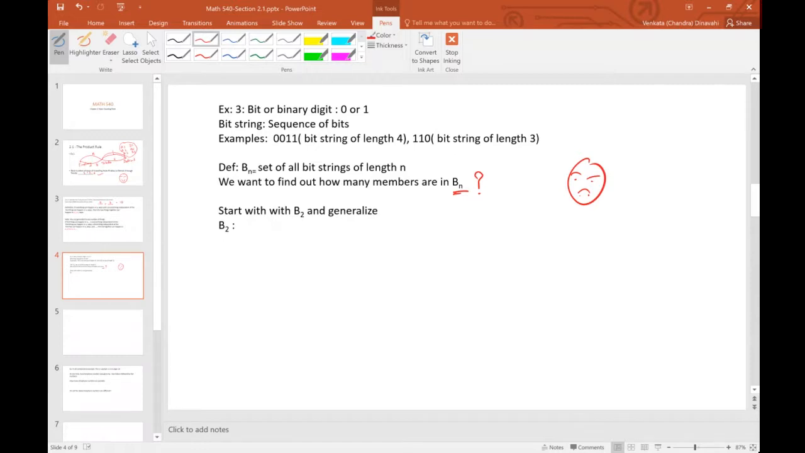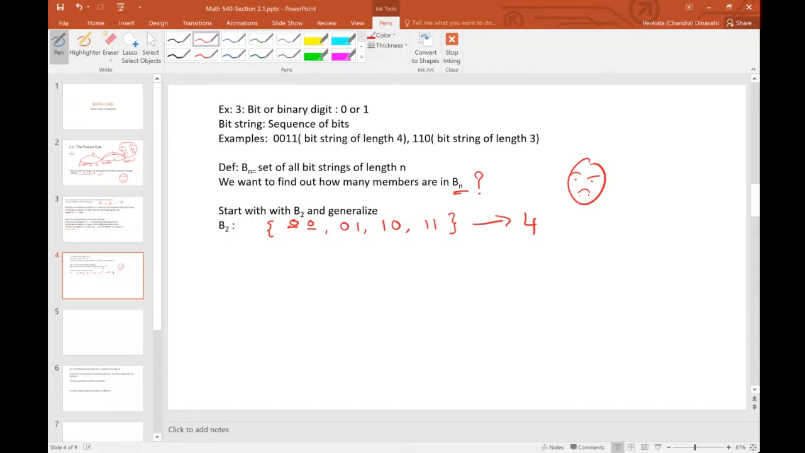So now let us start with B2. B2 means bit strings of length 2. How many different bit strings of length 2 are there? So I can have both zeros, or I can have 0, 1. This is one string of length 2. And I can have 1, 0, and I can have 1, 1. Each is a string of length 2, and each and every number can be either 0 or 1. So there are a total of 4 different bit strings of length 2.